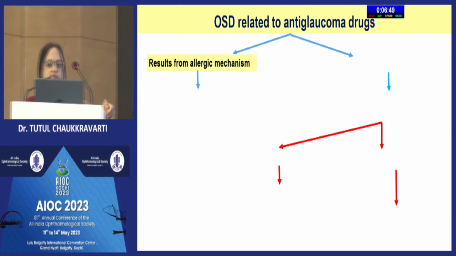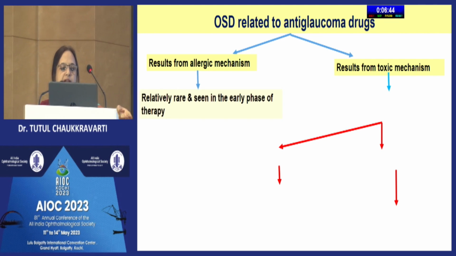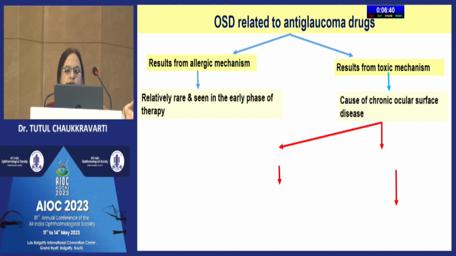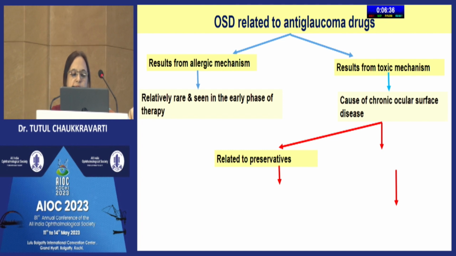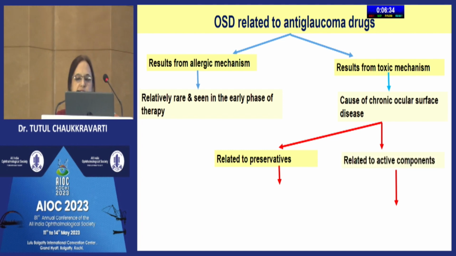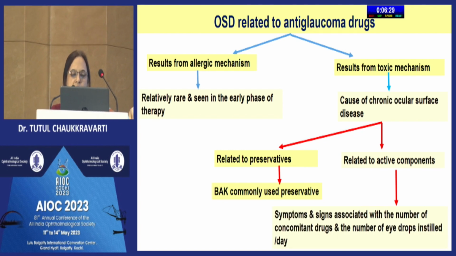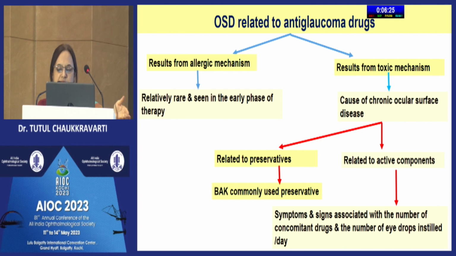It could result from an allergic mechanism or from a toxic mechanism. When it's an allergic mechanism, relatively rare and seen in the early phase of the therapy, it could cause chronic ocular surface disease. Now, it could be related to preservative or it could be related to active component, and BAC is the commonly used preservative. Next, if it is related to active component, the symptoms and signs are associated with the number of concomitant drugs and the number of eye drops instilled per day.